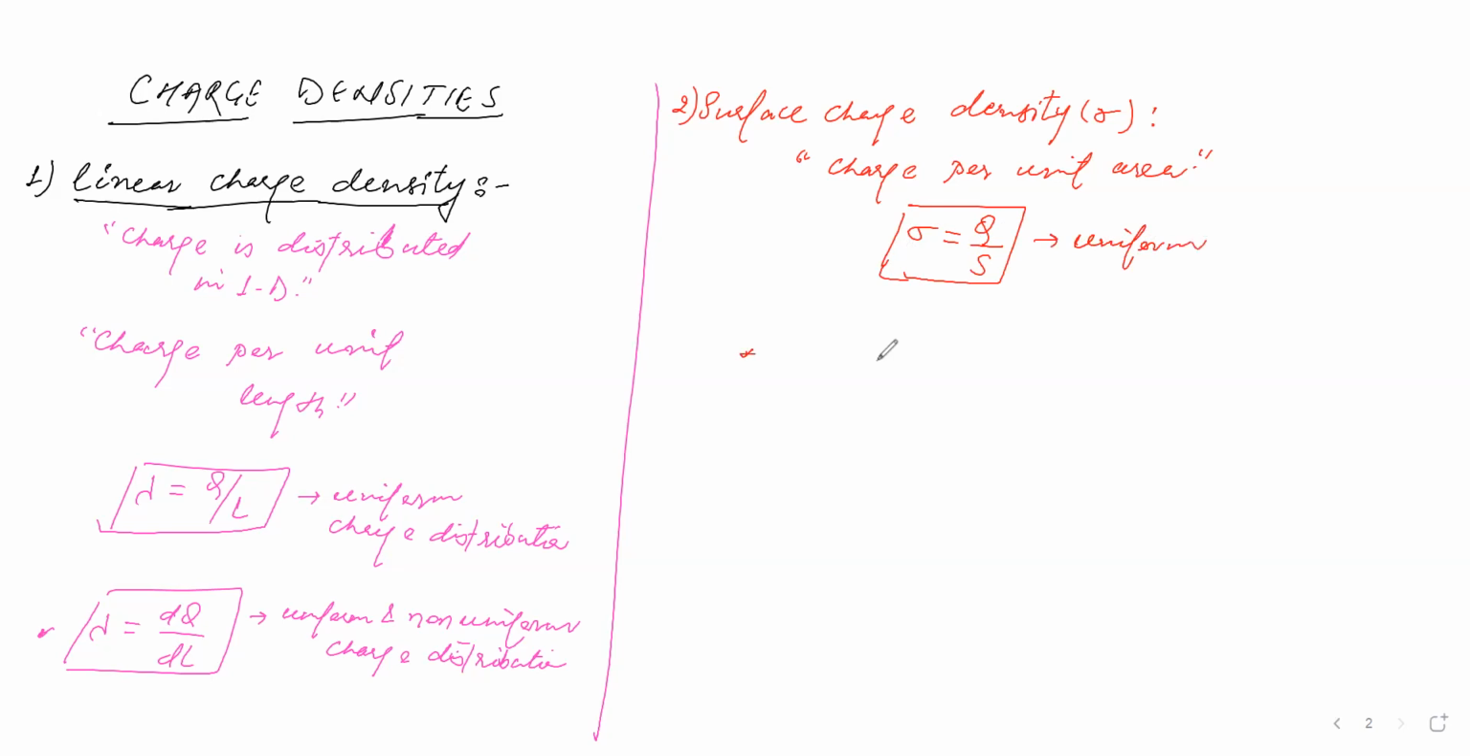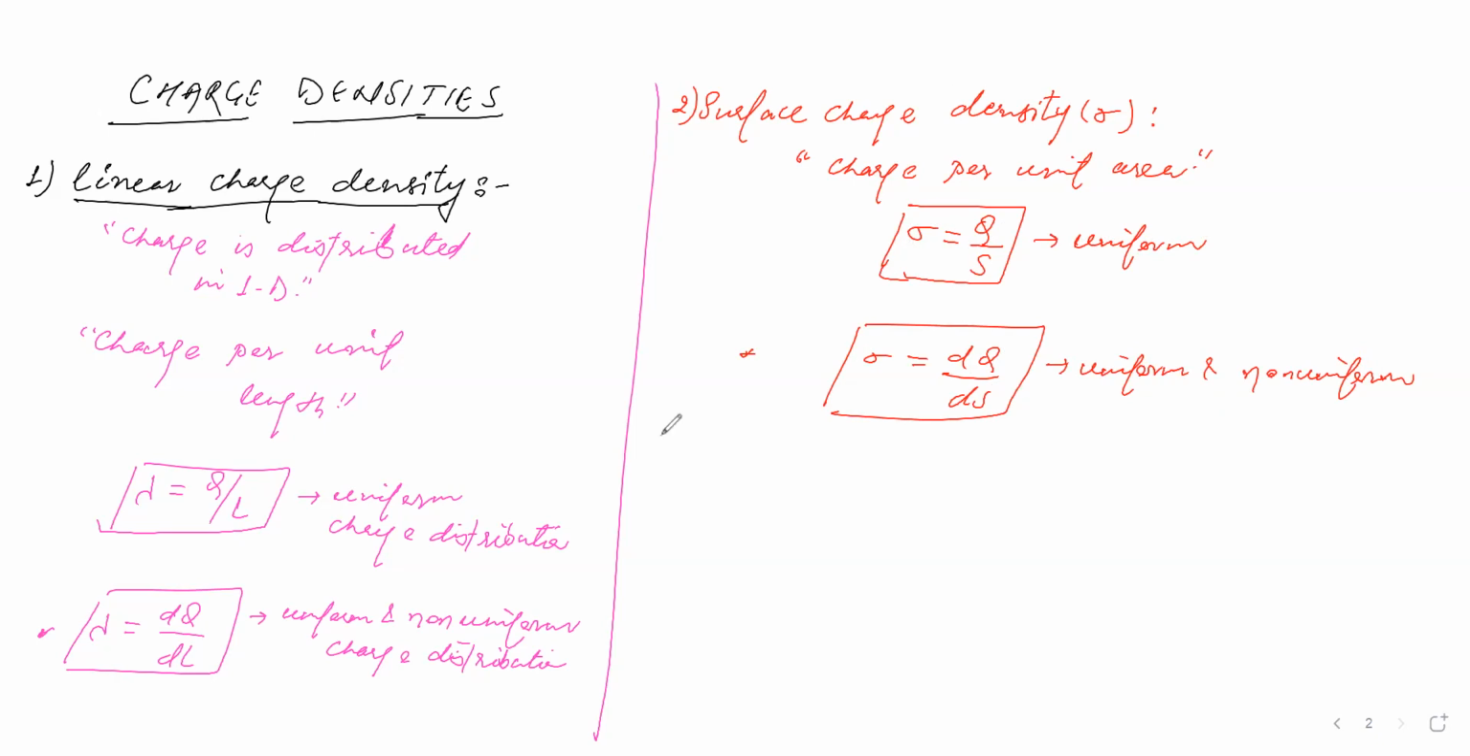You can also write sigma is equal to dq over ds. This is used for uniform and non-uniform distribution or field. Note it down.